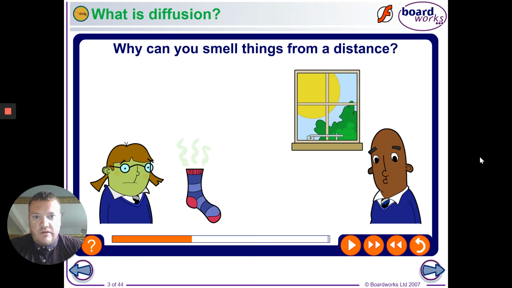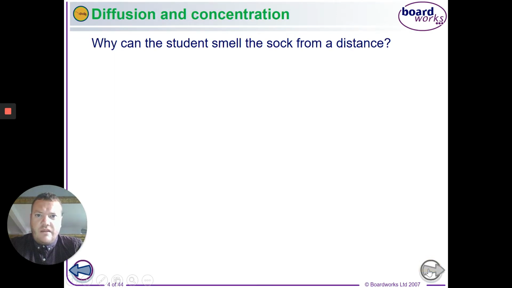So to begin with, I just want to pose a question. Why can you smell things from a distance? You could understand if something was pressed against your nose, how you could probably smell it. But why could you still smell something, even if it's not pressed against your nose, even if it's 6 feet away, 10 feet away, the other side of the classroom? Why can you still smell that thing? Whether that be a nice thing or a not so pleasant thing, you will still be able to smell it at some point. And why is that? So that's what we're going to look at.